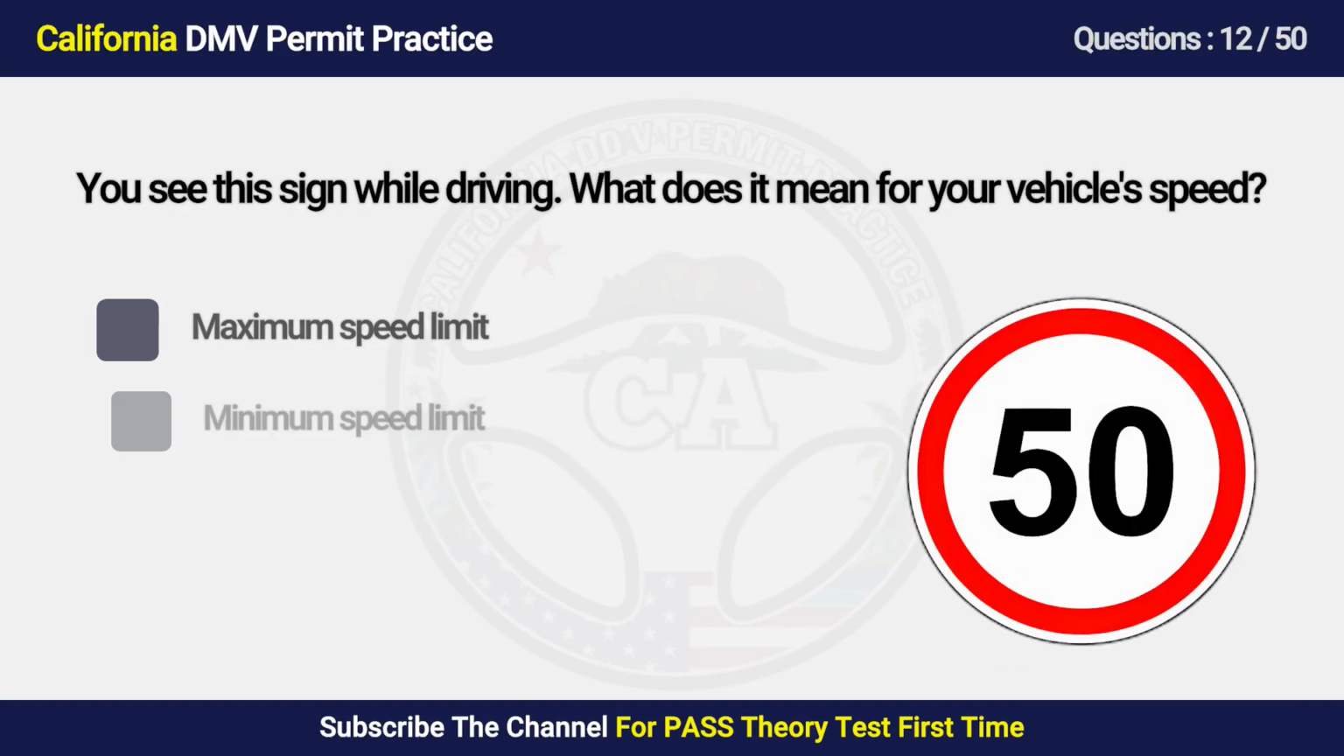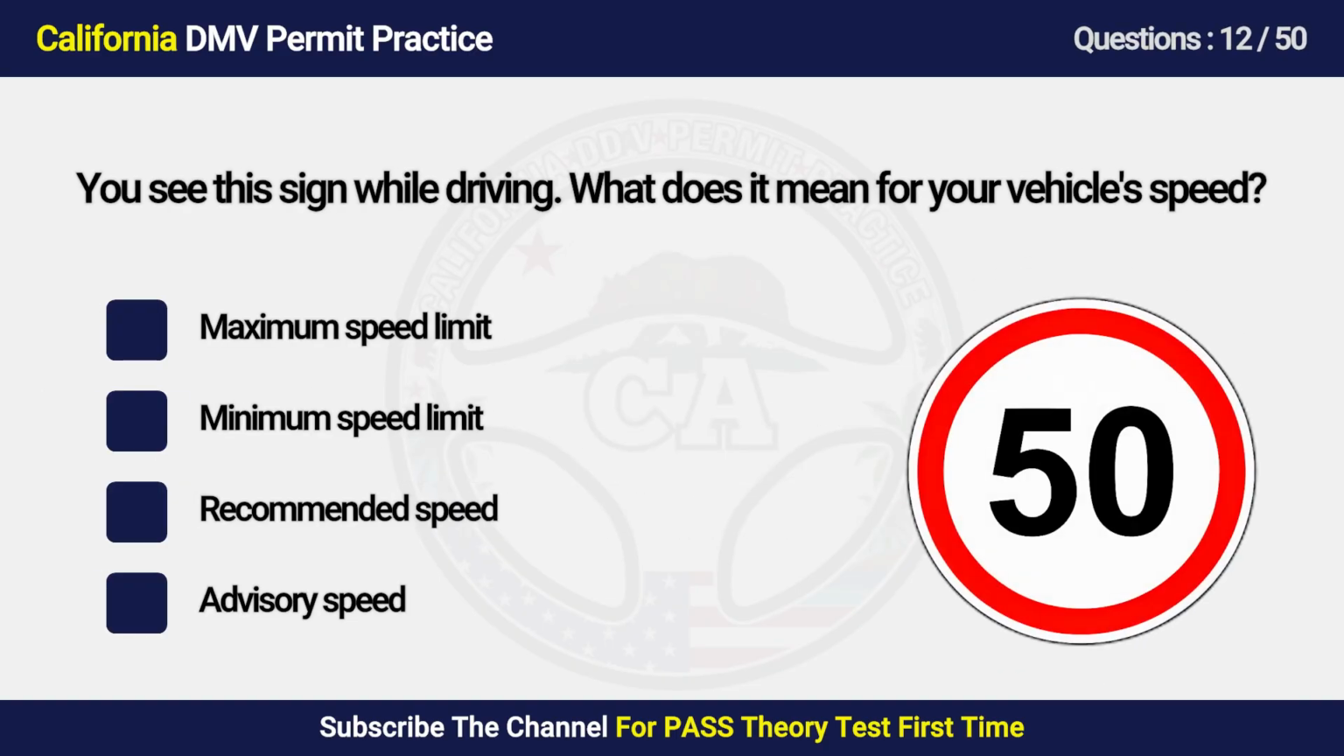Question 12. You see this sign while driving. What does it mean for your vehicle's speed? A. Maximum speed limit. B. Minimum speed limit. C. Recommended speed. D. Advisory speed.